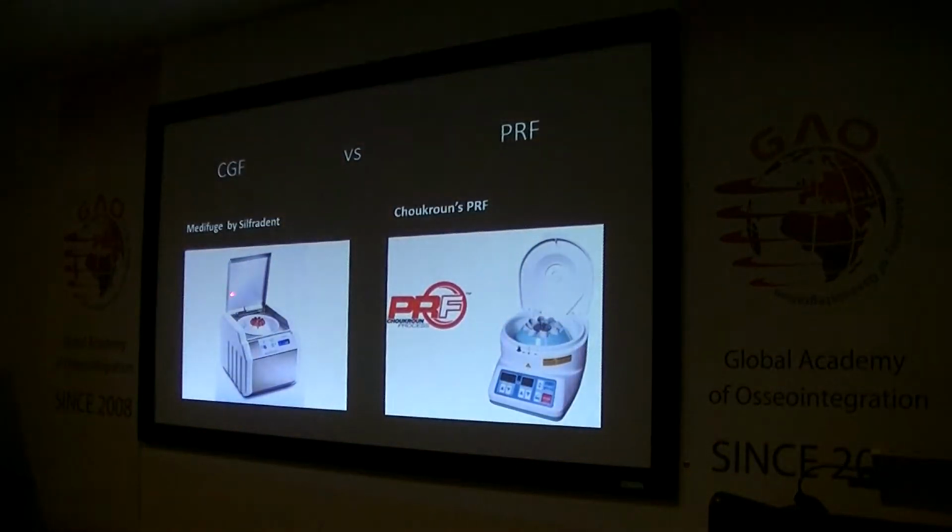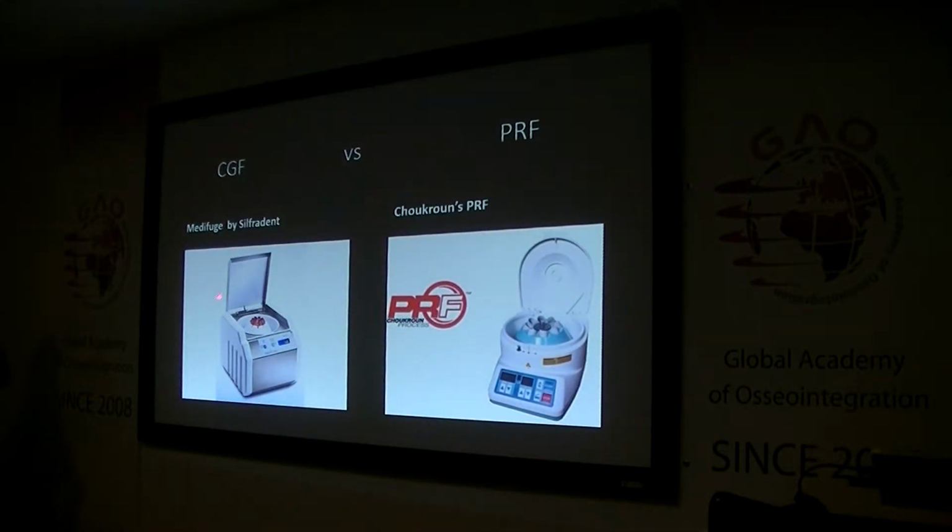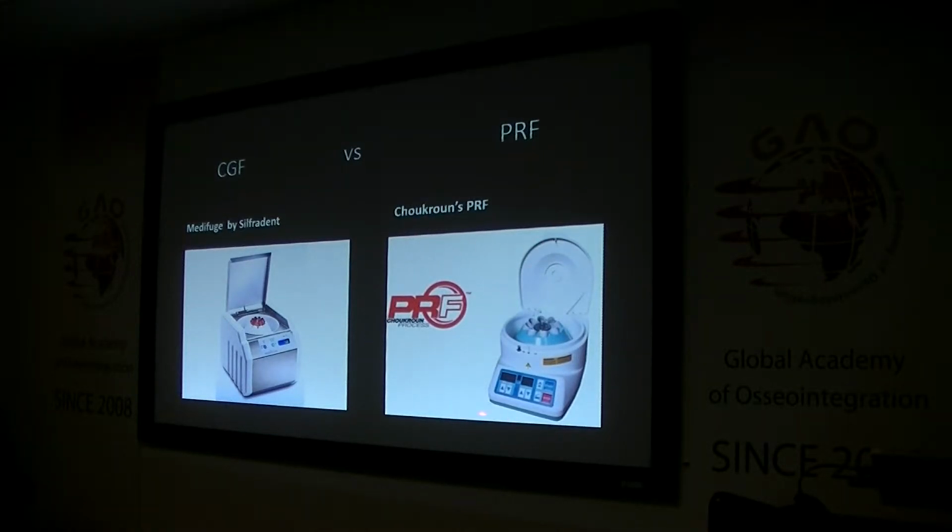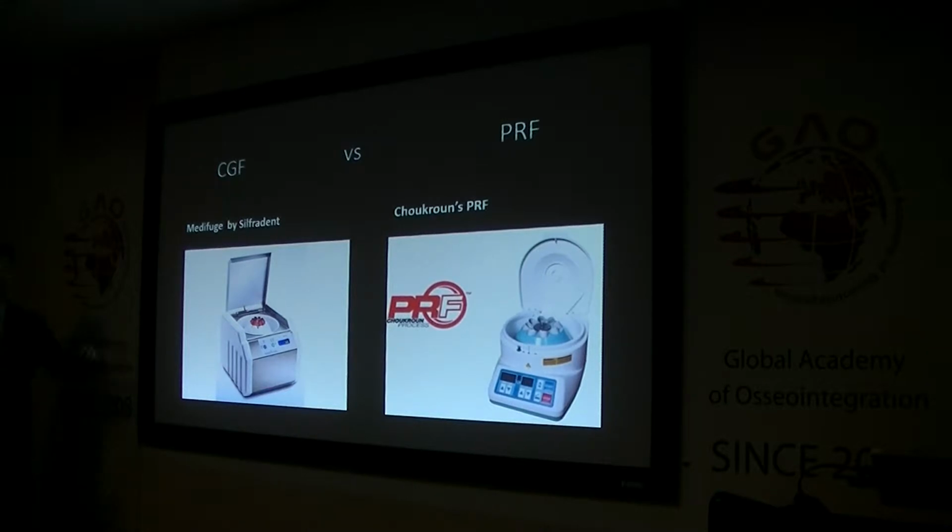So here's the difference, okay? CGF is made with a Medifuge from Silfradent, which is from Italy. PRF, this is typically what a box looks like. With the PRF machine, you have to control the RPM and the time and all that. With this one here, it's very simple.